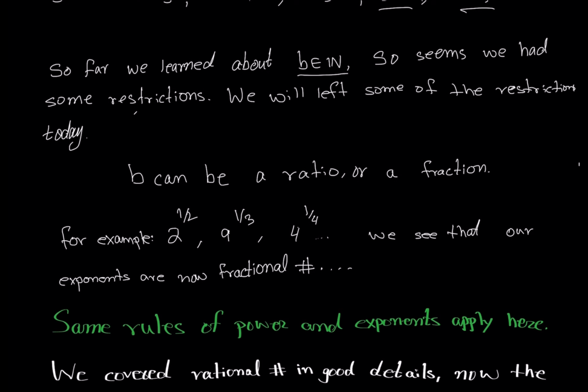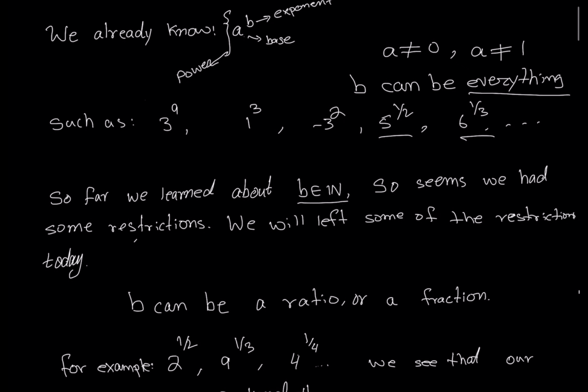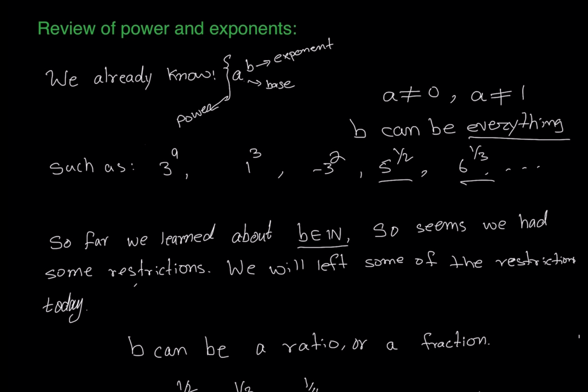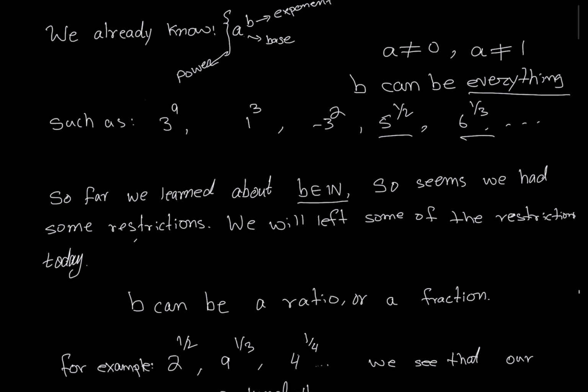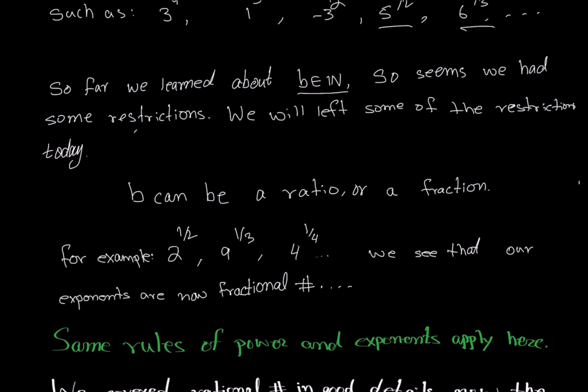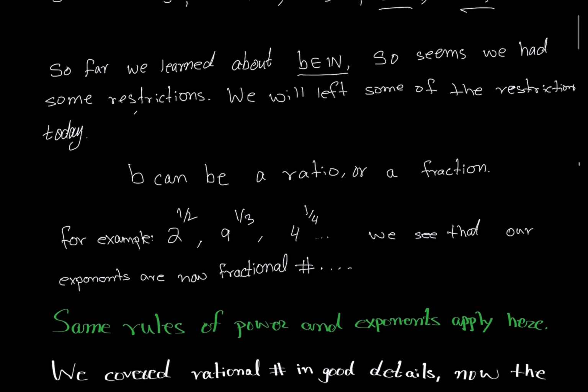So a to the power b, where a is not 0, or we will say a is not even 1. So b can be anything. We already covered the whole numbers or natural numbers. But b can be a half, b can be 1/3, b can be 1/4, any number that you think of as a ratio. So these are all fractional exponents, the exponents being fractional.